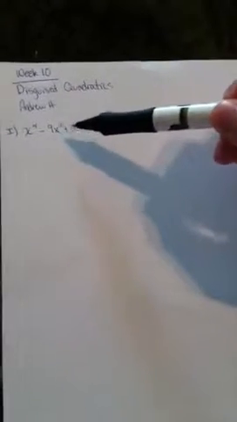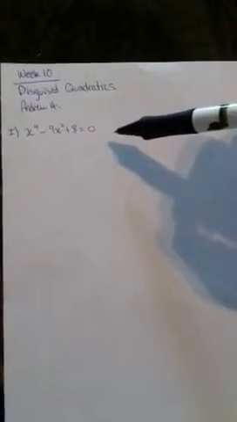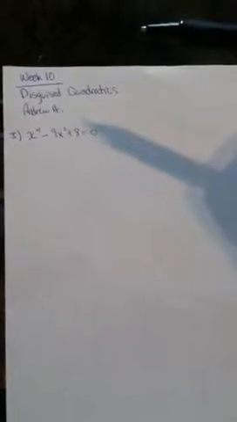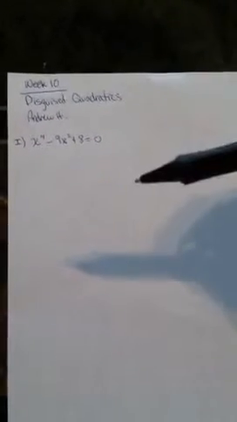Week 10 presentation, Disguised Quadratics. Here we have a trinomial where we have x to the fourth minus 9x squared plus 8 is equal to 0. Now, our whole goal is to be able to find what x equals, so we can figure out our answer. Now, in order to do that, with disguised quadratics, you're going to take your middle term.